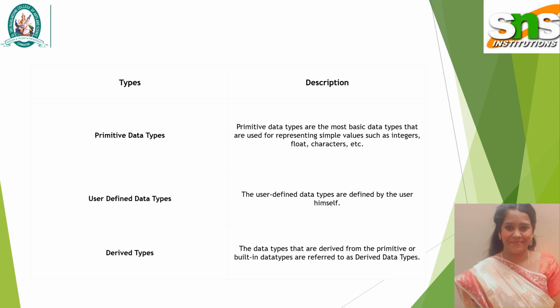Whereas user defined data types are derived from the user. The user specifically defines their own data type, which is called a user defined data type. The examples are arrays, structures, etc. The derived data types are derived from the basic data types called primitive data types.